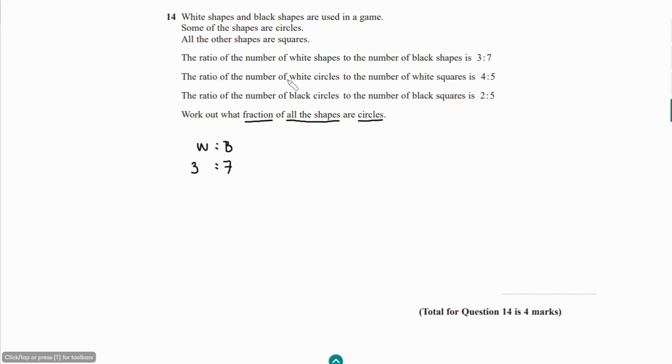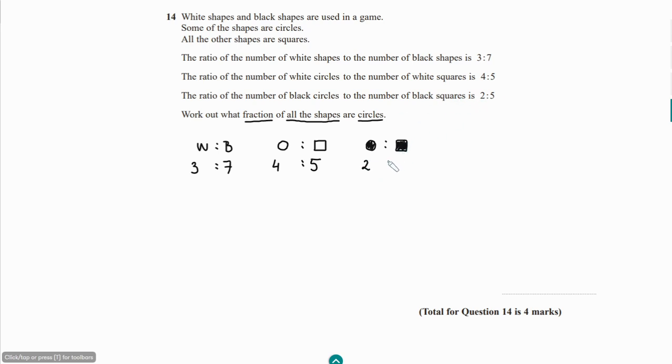The ratio of the number of white circles to the number of white squares. So white circles to white squares is 4 to 5. Again, making space here, so we'll be talking about it in a minute. And the third piece of information, the ratio of the number of black circles to the number of black squares. So black circles, so make them black, to black squares is 2 to 5.